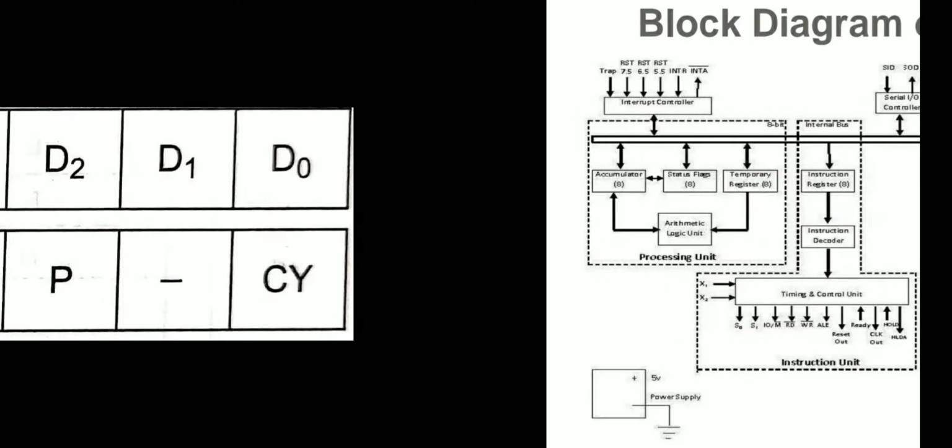Auxiliary carry becomes 1 when the D3 bit generates a carry. The zero flag shows the status of the accumulator: when the result of addition or subtraction becomes 0, the zero flag becomes set. The sign flag also shows the status of the accumulator. If the accumulator contains a negative value, then the sign flag becomes 1, otherwise it is 0.